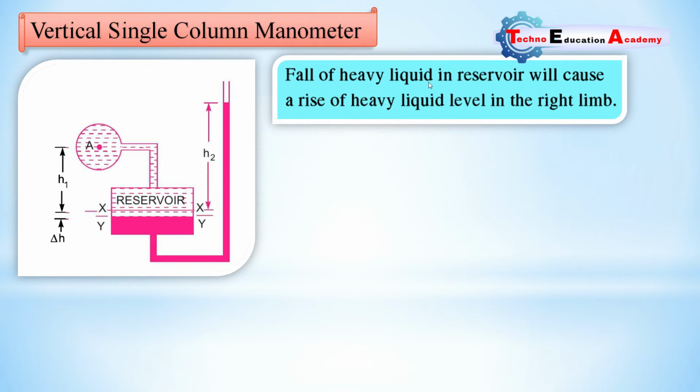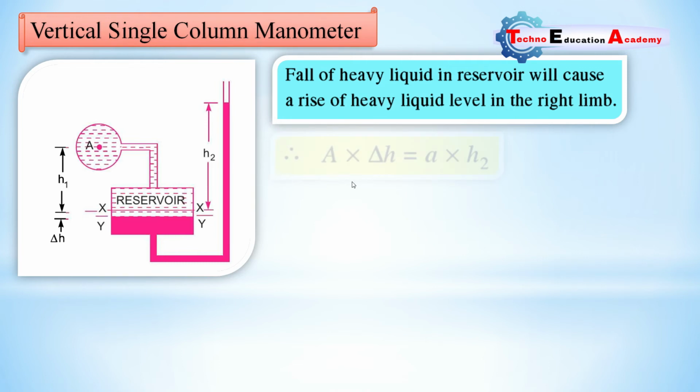Now, fall of heavy liquid in the reservoir will cause a rise of heavy liquid level in the right limb. We have already discussed. Here we are measuring positive or high pressure, so it will exert force on the heavy liquid. So it falls down from XX to YY, and here the level of the heavy liquid will increase in the right column of this single column manometer.